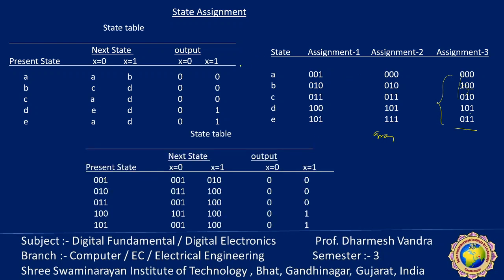So I take this first table, this 0, 1, 0. A is replaced by 0, 0, 1. B is replaced by 0, 1, 0. A is 0, 0, 1. C is replaced by 0, 1, 1. Sorry, D is replaced by 1, 0, 0. E is 1, 0, 1.